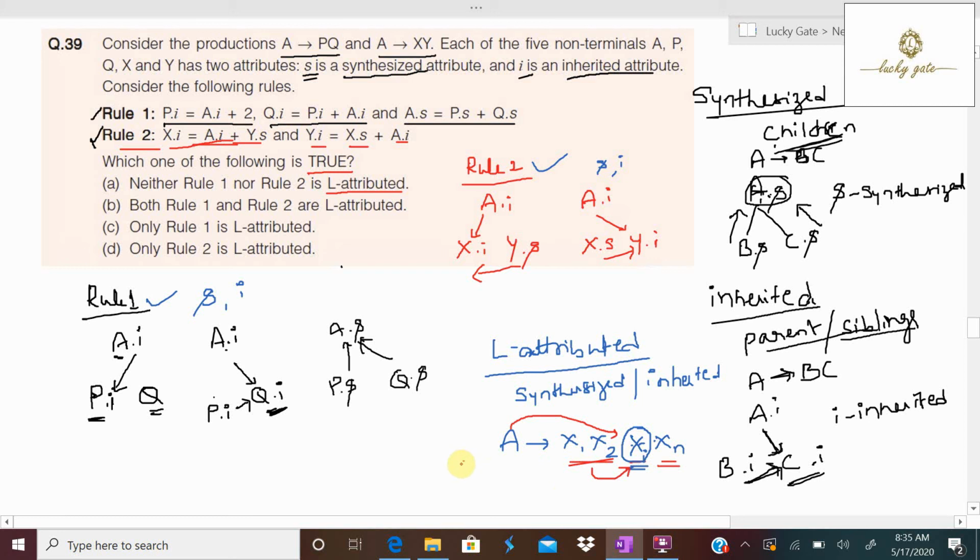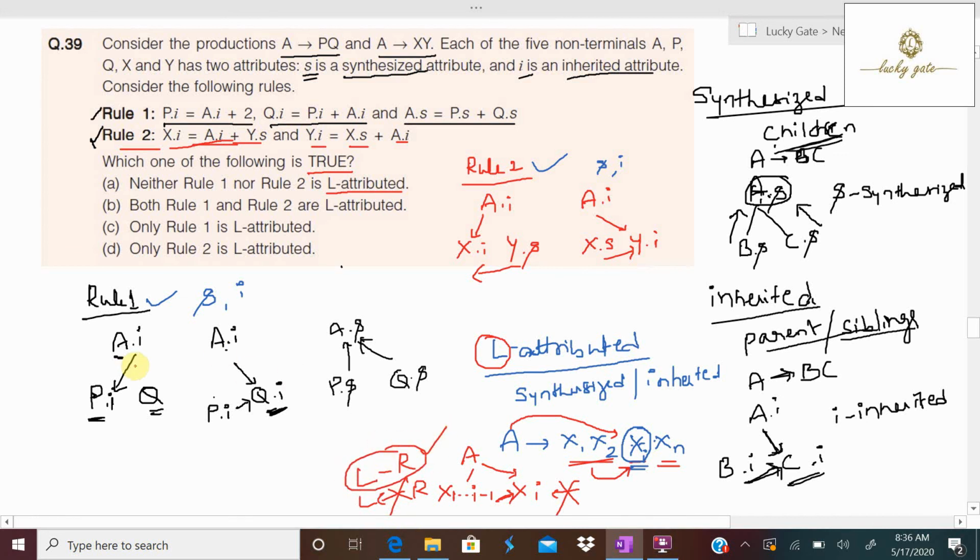Meaning, when you see x1 to xi minus 1 and xi, xi should get values from the parent and also from left siblings, but not from right siblings. That's why it is called L attributed. It means the distribution is from left to right, but never from right to left. This point also has to be satisfied. Right to left is incorrect; only left to right is correct for an L attributed definition.